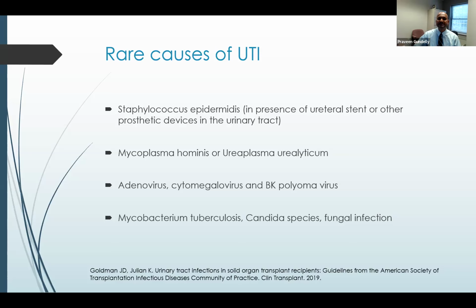One other organism is Staphylococcus epidermidis. In the previous slide, I mentioned Staph aureus. Staph aureus is different from Staph epidermidis. Staph epidermidis is a skin flora. So whenever a urine specimen is contaminated, it's very common to see Staph epidermidis, and it generally does not cause UTI, except when a patient has a urethral stent or a nephrostomy tube. If a patient has a nephrostomy tube and the culture is growing Staph epidermidis, then you need to consider it as a pathogenic organism.